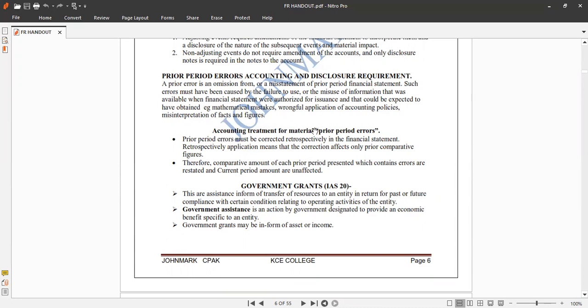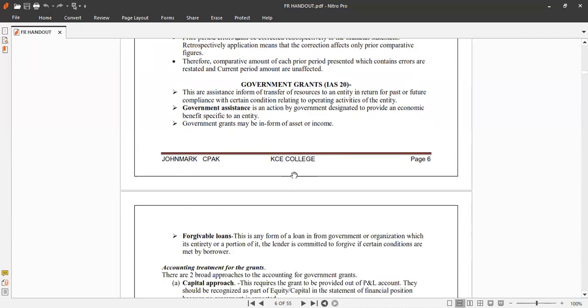So, what is the accounting treatment of material prior period errors? Now, prior period errors must be corrected retrospectively. And we have explained what we mean by retrospectively: by adjusting the opening balance in the financial statement. Retrospective application means that the correction affects only the prior comparative figures. Therefore, comparative amounts for each prior period presented which contain errors are restated, and current period amounts are unaffected. Good.